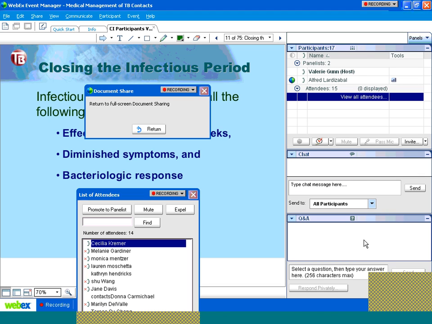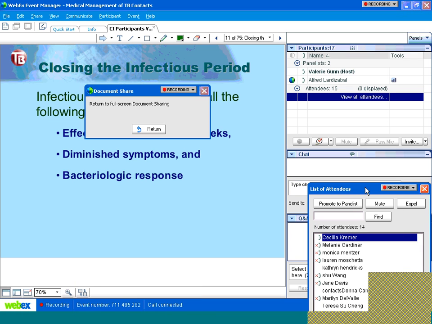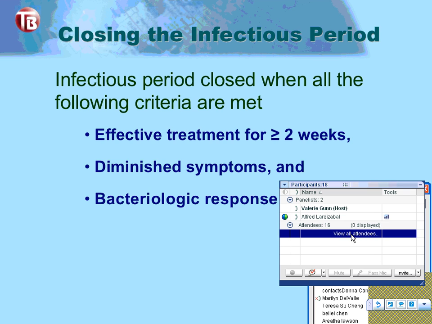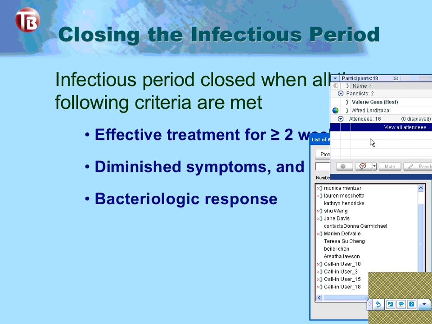Now, an infectious period is closed when the following criteria are met. The index case has been on effective treatment for about 2 weeks or more and has demonstrated a response: the patient has less cough, the patient's symptoms have improved, and bacteriological response is demonstrated by decreasing smears on sputum examination. Another important issue in closing the infectious period is when the contact is broken, that would be the last day of exposure. An easy way to think of this is when a patient stops going to work and gets admitted to the hospital. That would be the closing point for your infectious period. Or if the student stops going to school, that would be the point where the infectious period can be closed.